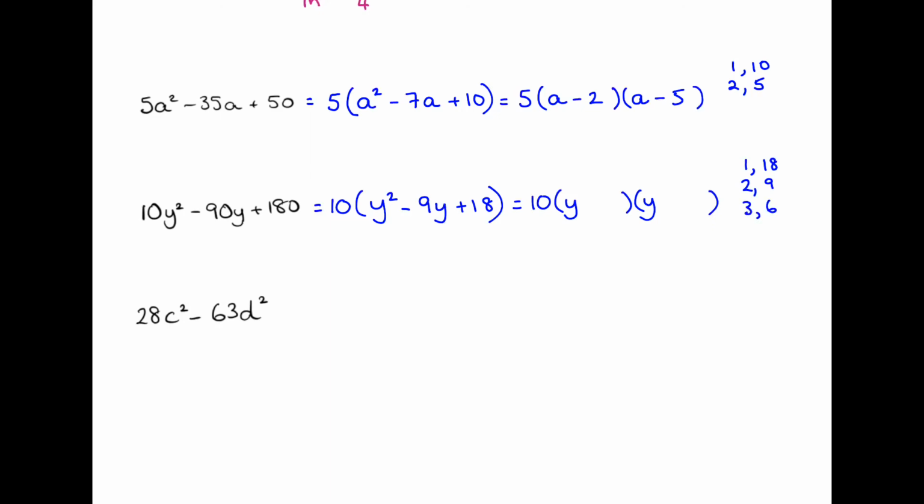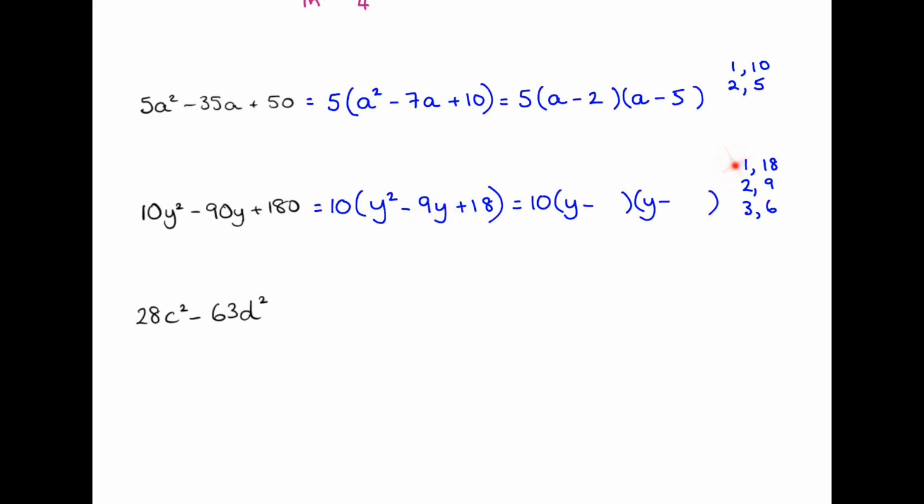Okay, now we look at the sign of the third term. That's plus, which tells us that the signs in the brackets are going to be the same as each other. And they're both going to be the same as the sign of the middle term, which makes them both minuses again. Okay, so then we just need to work out which pair of factors is going to slot in here and give us 9y when we multiply it out.